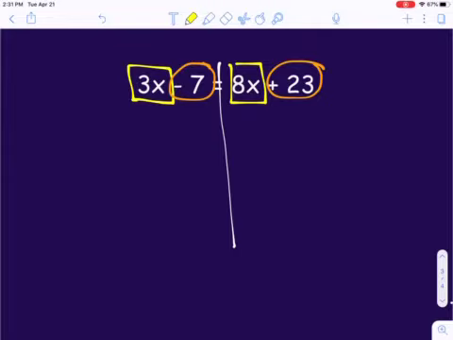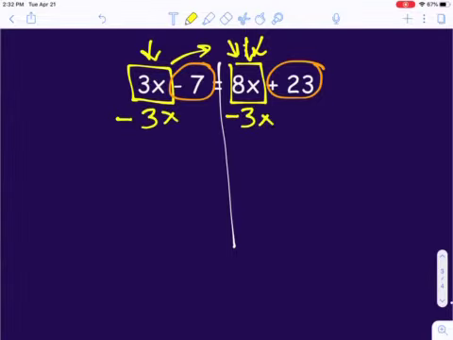Well, I have 8 here, and I have 3 here. The easiest way to figure this out is to say there's more of them over here, right? I've got 8 over here, I've got 3. 8 is clearly more than 3. So it would make more sense to move this 3 over to the other side. So let's start by doing that. We're going to subtract 3x from both sides, okay?